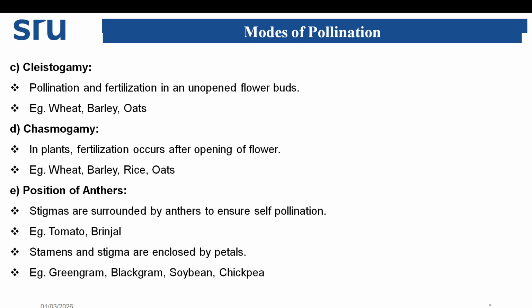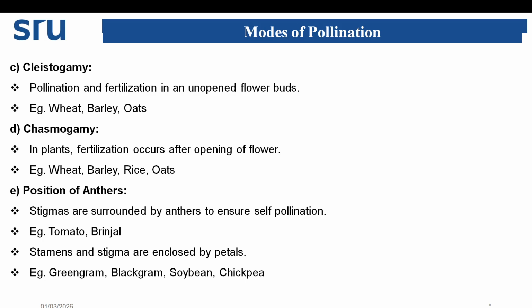Then fourth, that is chasmogamy. What is chasmogamy? It is a condition in plants where fertilization occurs after opening of the flower. That is called chasmogamy. Examples: wheat, barley, rice, oats. Then the last mechanism, that is position of anthers.